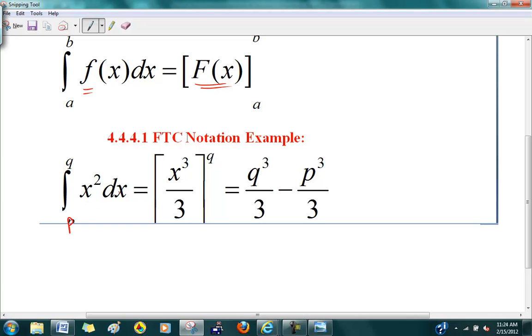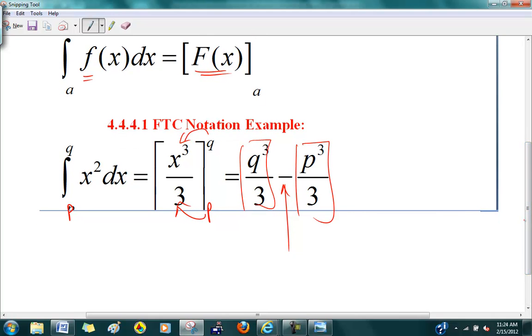So when you integrate x squared, you get x cubed over 3. And then all you need to do is put in q here first to give you this, and then put in p there to give you that, with a minus sign in between them, okay? So make sure you understand that.